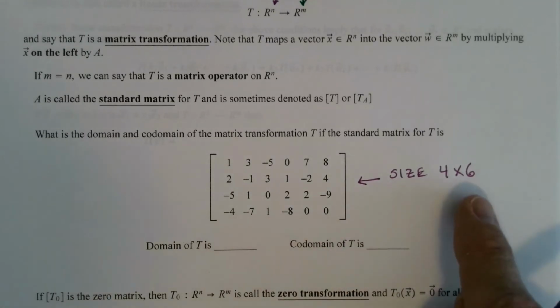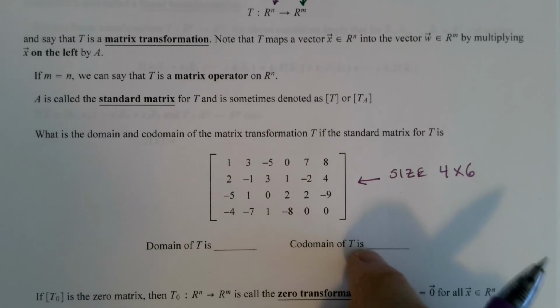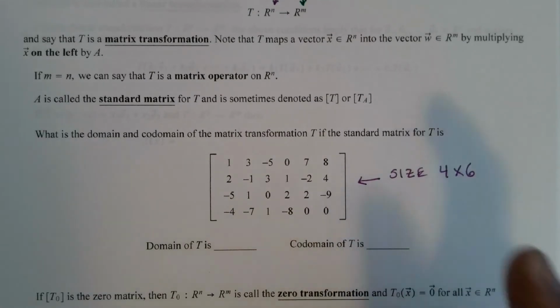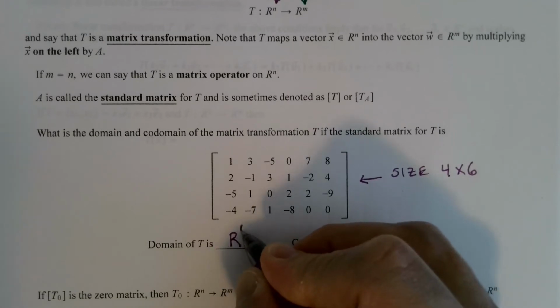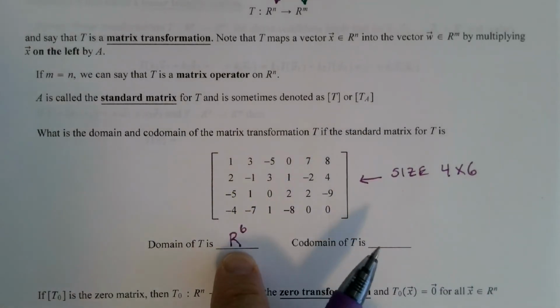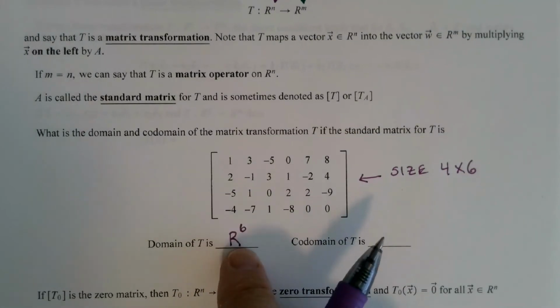And so what has to match up? The 6 has to match up. So what I'm going to multiply by is going to be a 6 by 1 vector. And so that's the domain. The domain is what? Not 6, but 6 space. Make sure you understand that's 6 space. We don't write the number 6. The domain is not 6. That's a number. 6 space is the set of all 6 tuples.